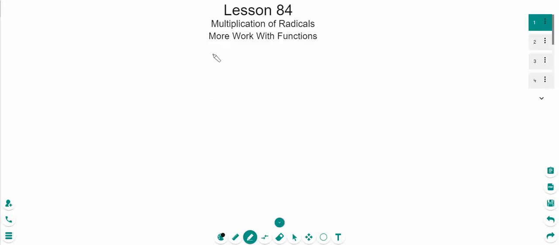So today we're going to be talking about a couple of things. We'll be talking about the multiplication of radicals, and we'll be doing some more work with functions. Kind of a continuation from, or even a reinforcement of a previous lesson that we did on functions and evaluating functions and all of that. So let's get started with the multiplication of radicals.